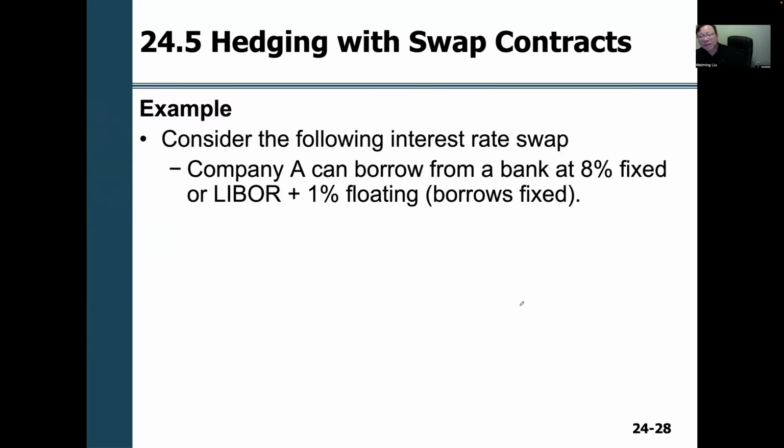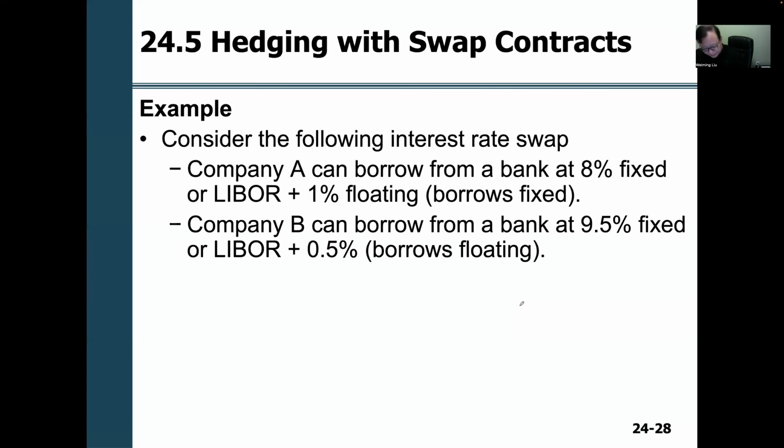So let's consider this example. Company A can borrow from the bank at an 8% fixed rate or LIBOR plus 1% floating. And company A borrowed at a fixed interest rate of 8%. Company B can borrow from the bank at a 9.5% fixed rate or a floating LIBOR plus 0.5%, and company B goes with the floating option, LIBOR plus 0.5%.